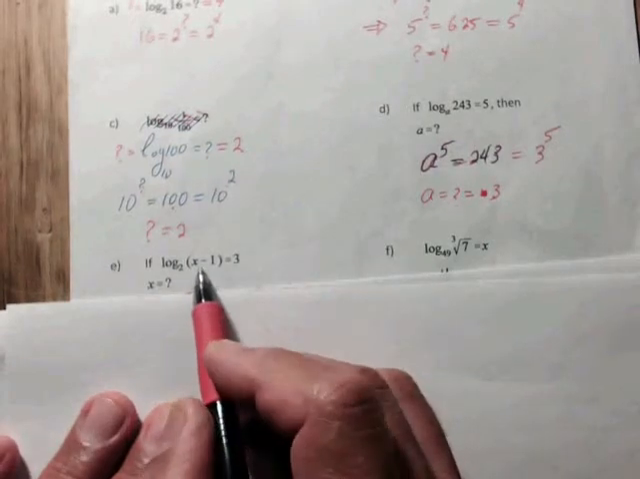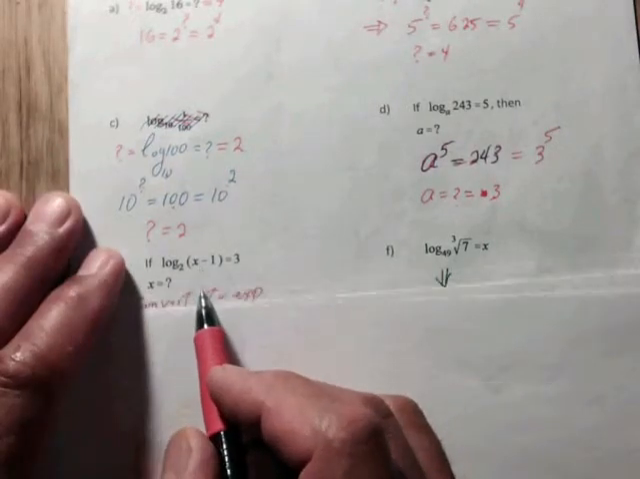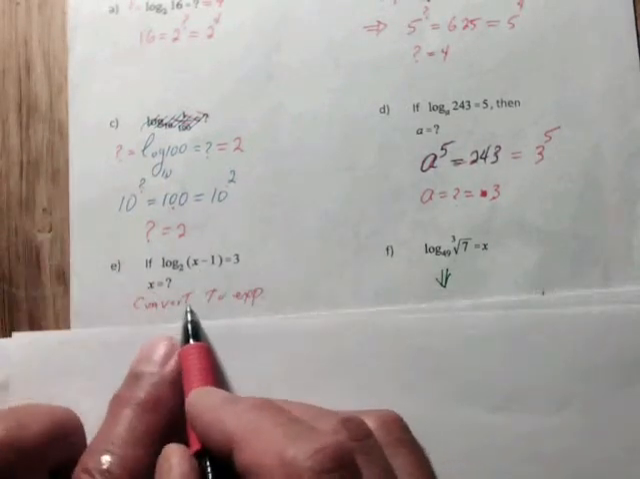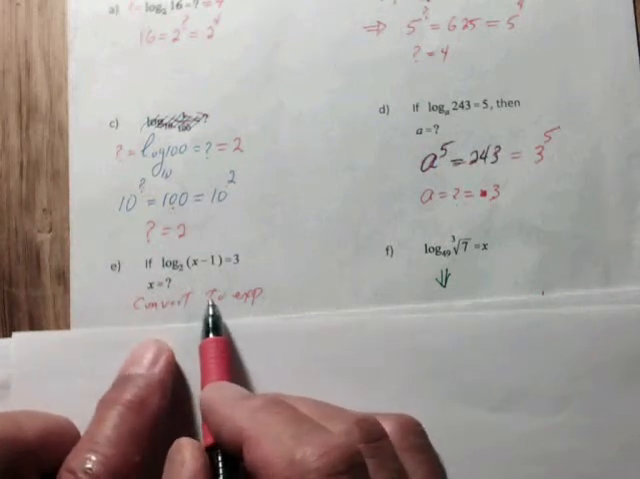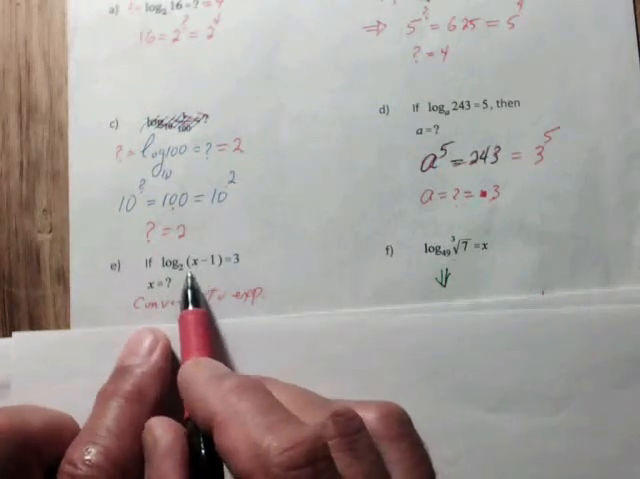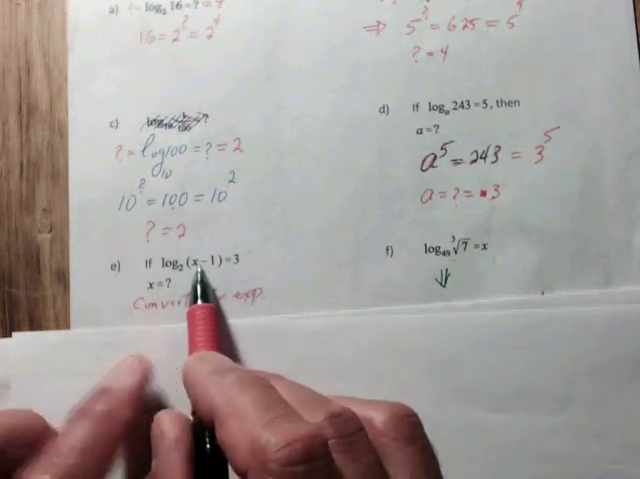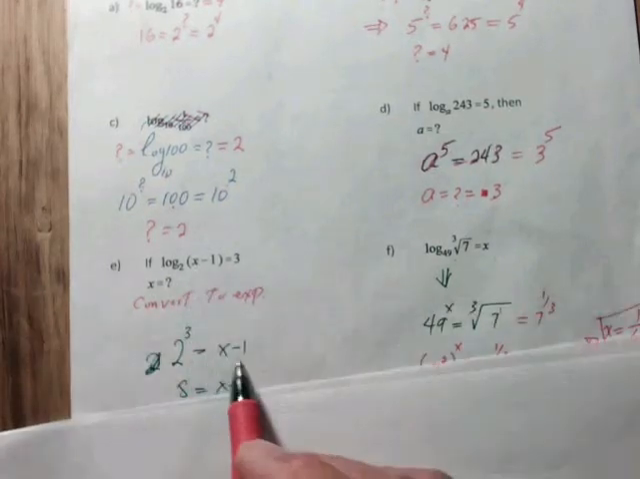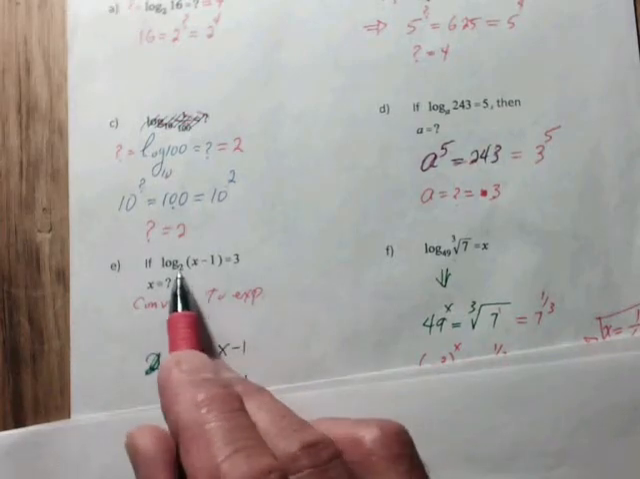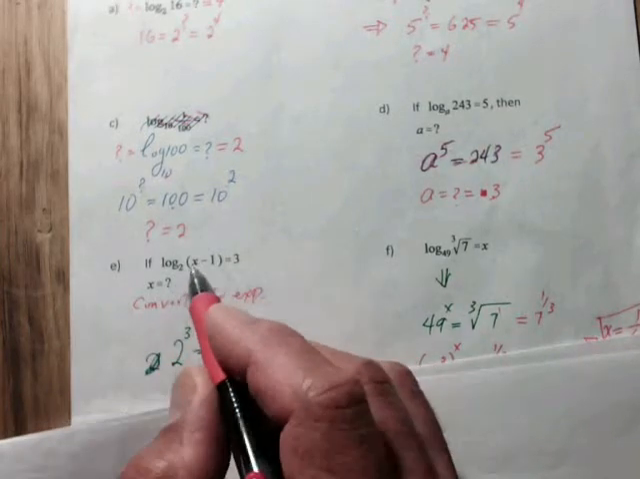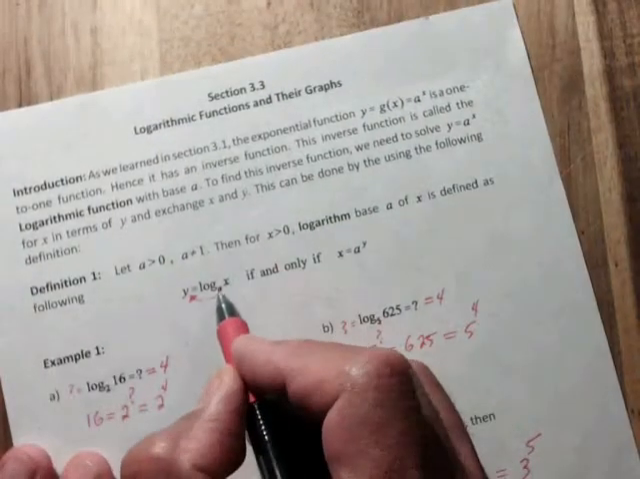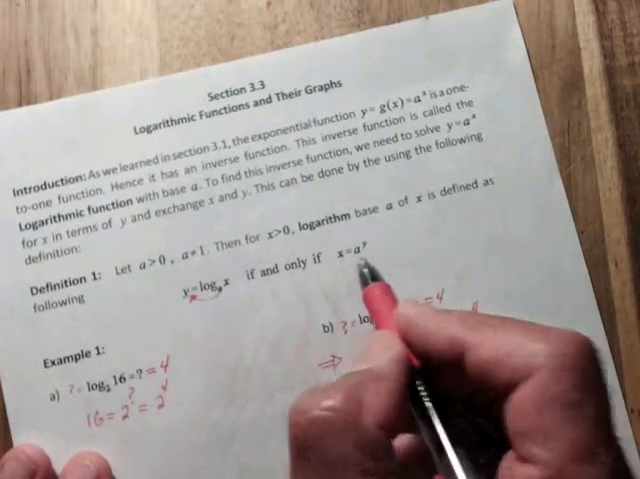I want to solve this for x. The first thing you do is convert to exponential. If I convert to exponential, I say base 2 to the power 3 is equal to the argument. So the argument x minus 1 is this base to this power. See, that's what I say. This base to this power is x.